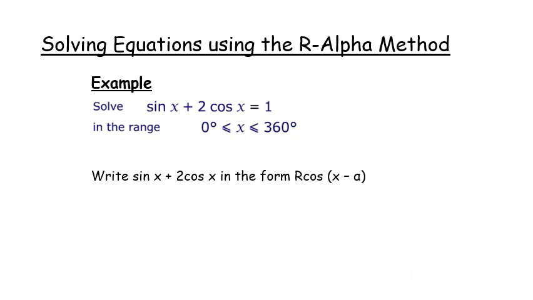So the next thing we're going to do is use the R alpha method or harmonic form, not just to plot a graph, but to solve an equation. So if you have a look at this one here, we've got sine x plus 2 cos x equals 1. And we can use this harmonic form method to solve that equation, because if we wrote the left-hand side in the form R cos(x minus alpha), then it would make it much easier to solve.